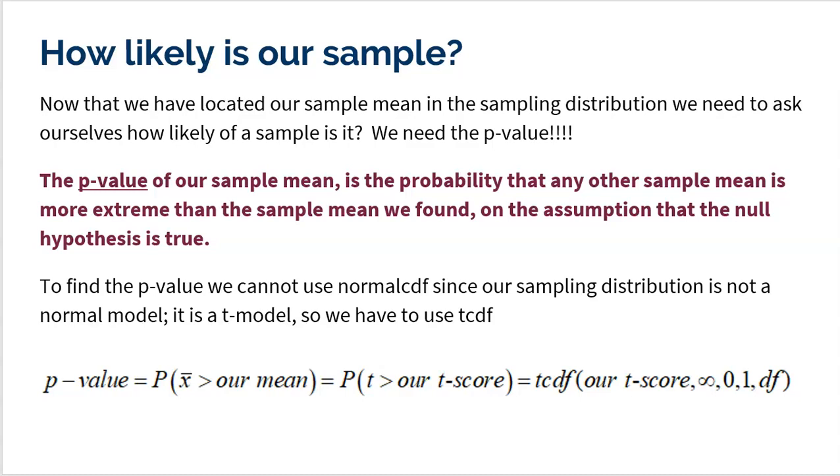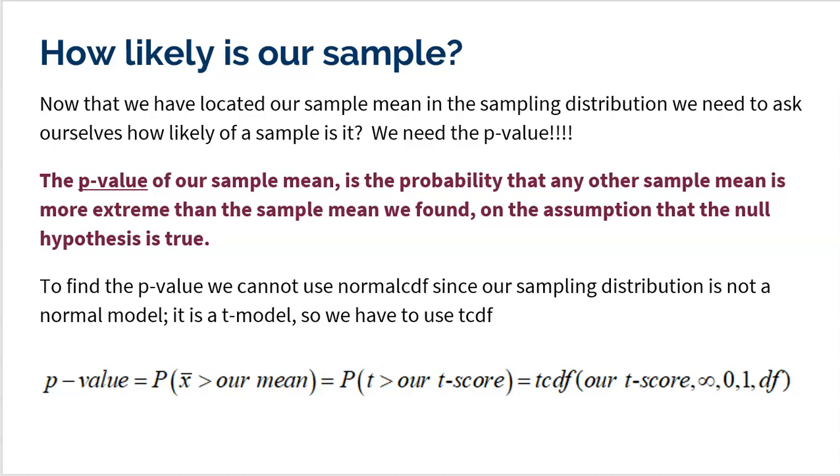But perhaps the one thing that a lot of kids forget about a p-value is that it's on the assumption that the null hypothesis is true. Remember, we built that sampling distribution on the idea that the mean from the null hypothesis is smack dab in the middle as the true value. So how do you find a p-value?